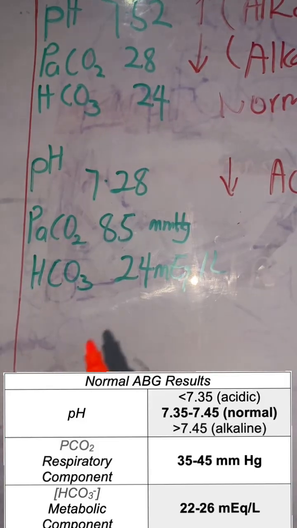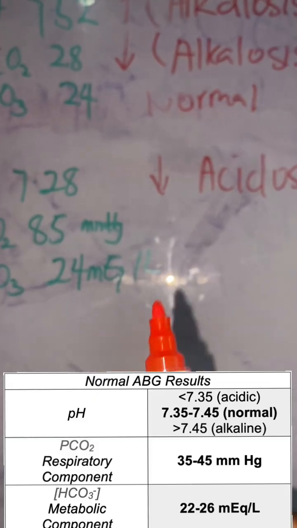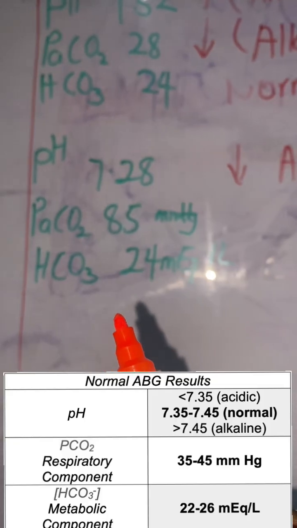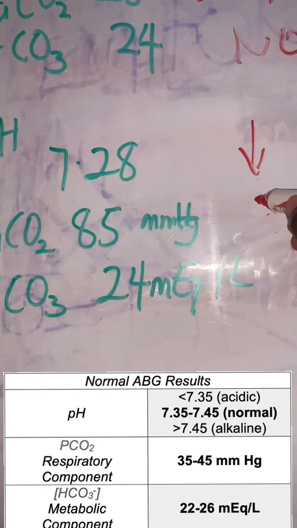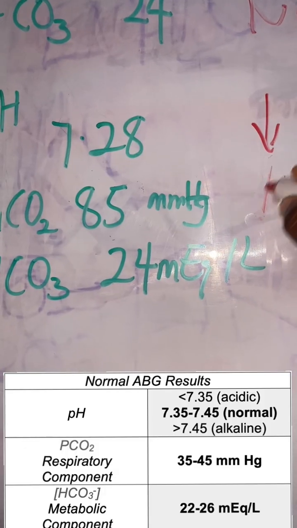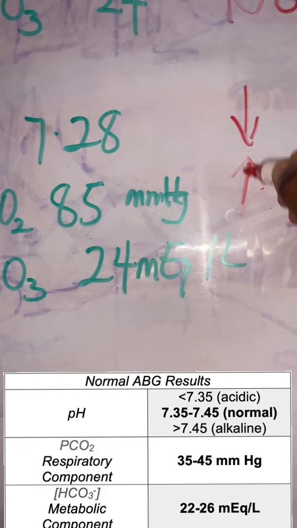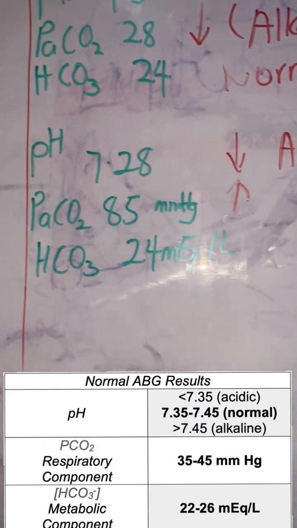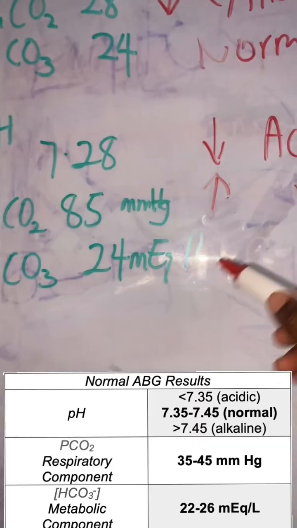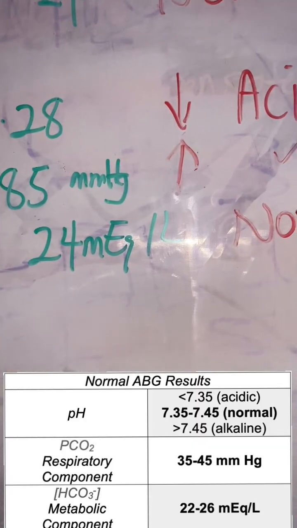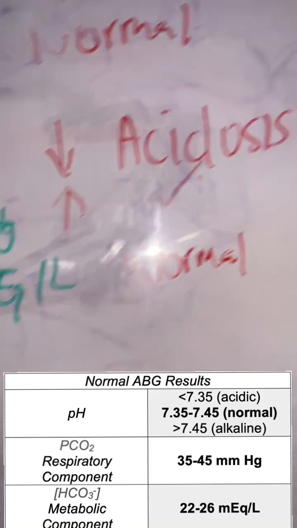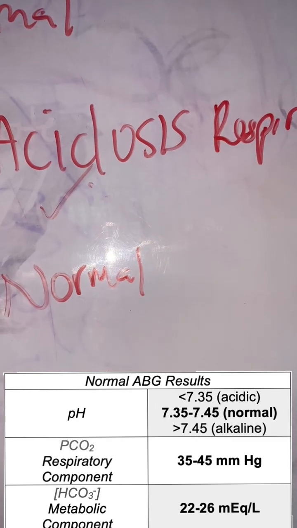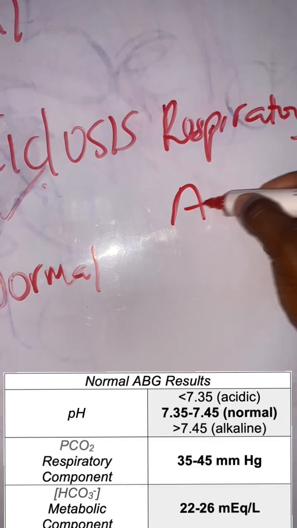Now, pH of 7.28 is low, right? And then look at carbon dioxide, 85, which is high. Anytime carbon dioxide is high, where you see carbon dioxide, think acidosis. Then our bicarb is 24, which is normal. So what do we have here? Respiratory acidosis.